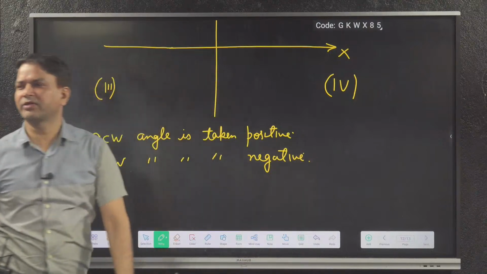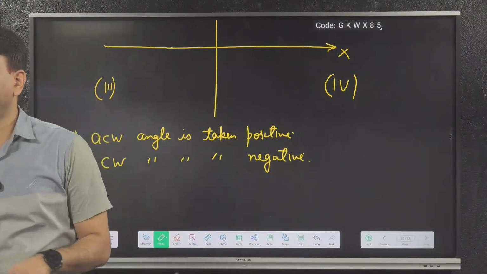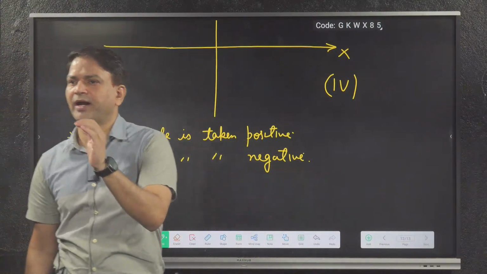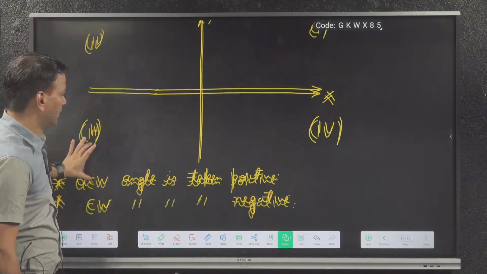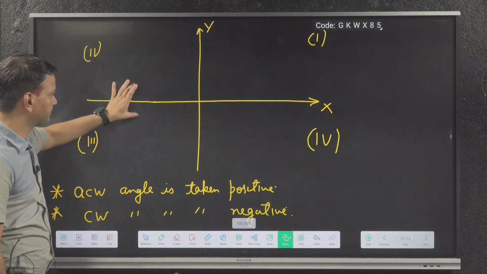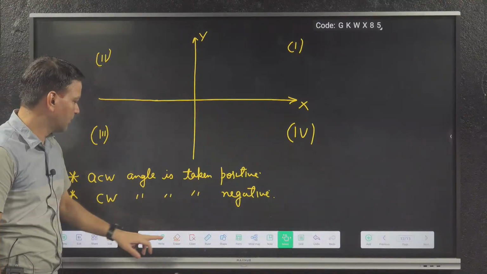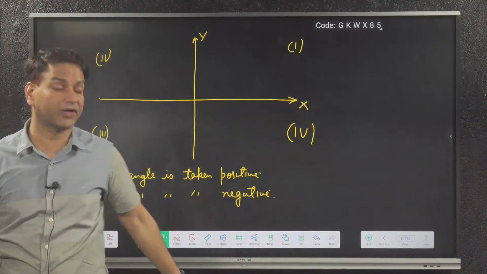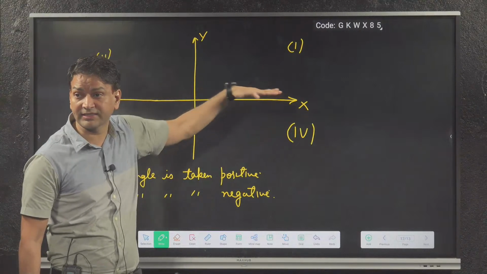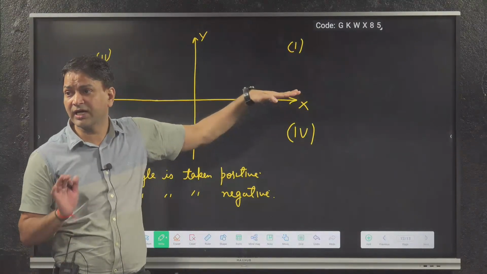Sometimes they will write the angle as negative. It means we have to measure the angle clockwise. Let me give one example. For the slope, the reference line is the positive x-axis.